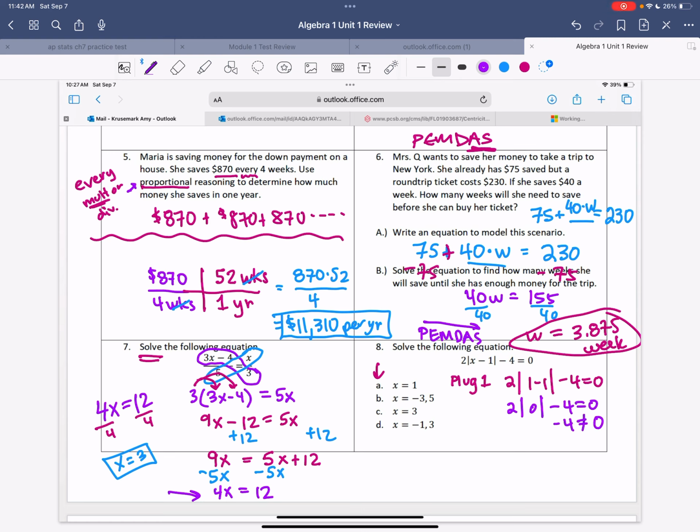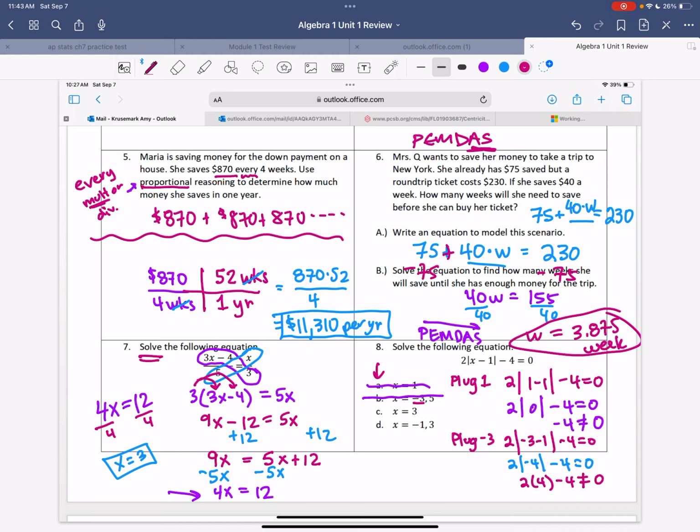So if we plug in -3, that's our next choice, right? 2, -3 minus 1, minus 4. So we have 2, absolute value of -4 would be +4. The absolute value makes that positive. Okay, I'm also not getting 0 here. That would be 8 minus 4, definitely not getting 0. So we can eliminate this one.